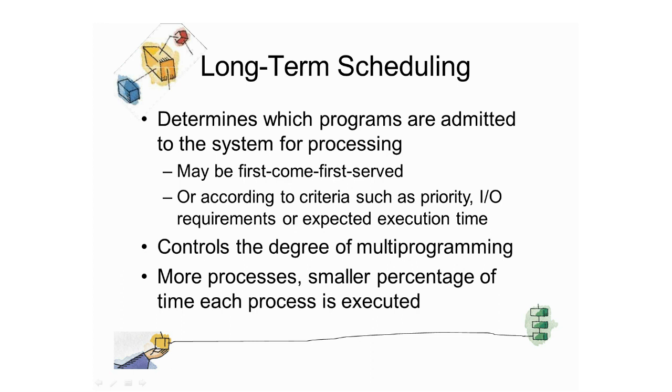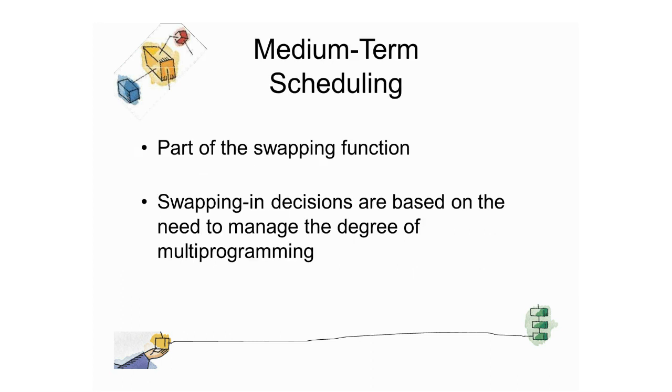I want to explain first about long-term scheduling. It determines which programs are admitted to the system for processing, maybe first come, first served, or according to criteria such as priority, I/O requirements, or expected execution time. It controls the degree of multiprogramming. The more processes, the smaller the percentage of time each process is executed.